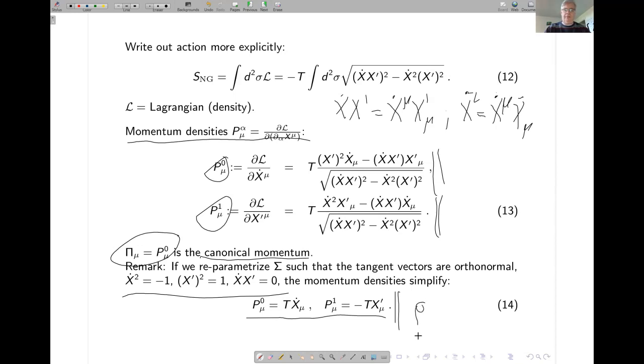Namely, for a particle, we would have a relation that the momentum is proportional to the velocity x dot, with the proportionality factor being the mass m. Now we have two components of momentum density because we have spread out the particle into a string, and the factor of proportionality is the string tension, which plays a similar role for the string as the mass plays for the particle.